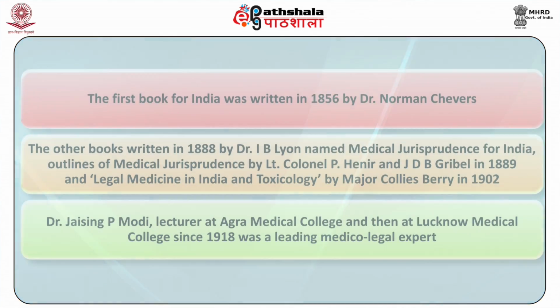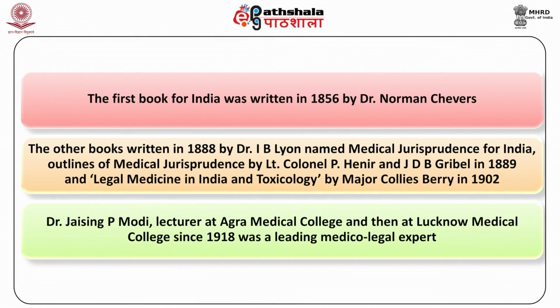The first book for India was written in 1856 by Dr. Norman Chevers. The other prominent books were Medical Jurisprudence for India, written in 1888 by Dr. I.B. Lyon; Outlines of Medical Jurisprudence by Lieutenant Colonel P. Hehir and J.D. Gribble in 1889; and Legal Medicine in India and Toxicology by Major Collis Barry in 1902.